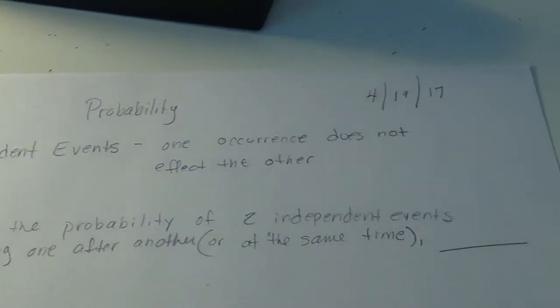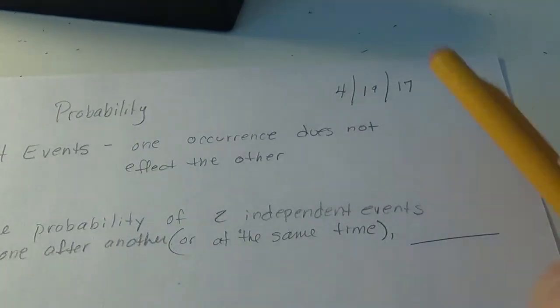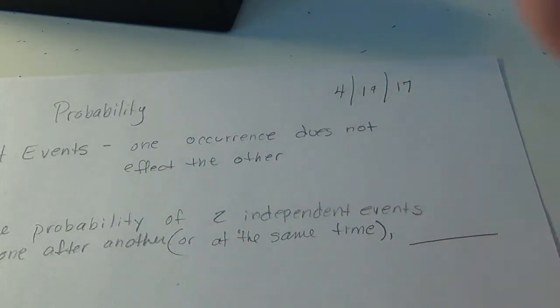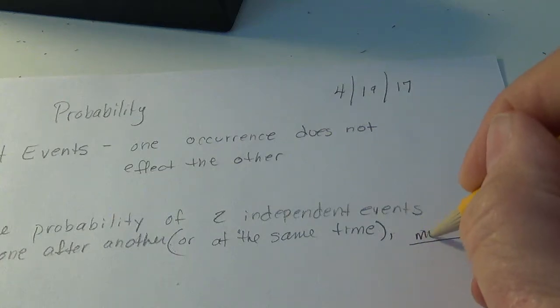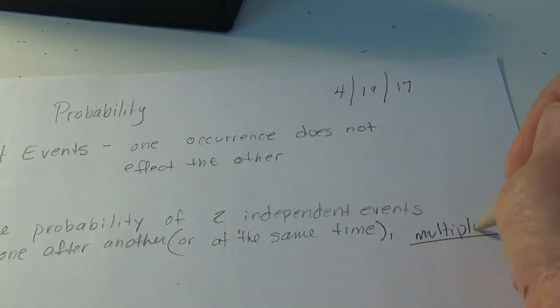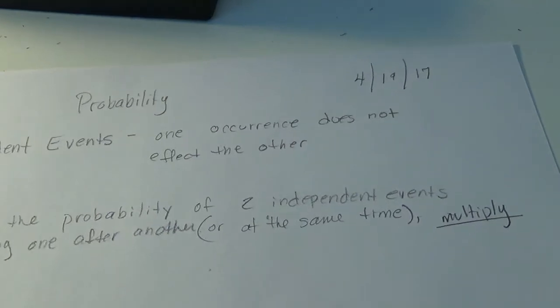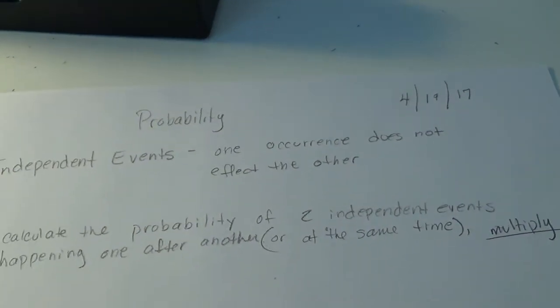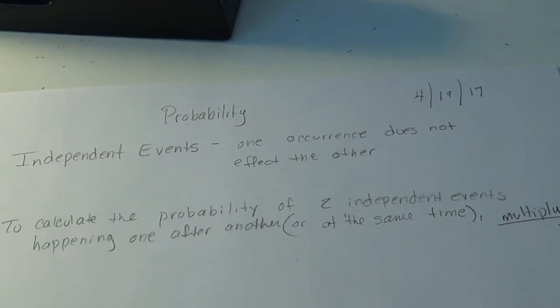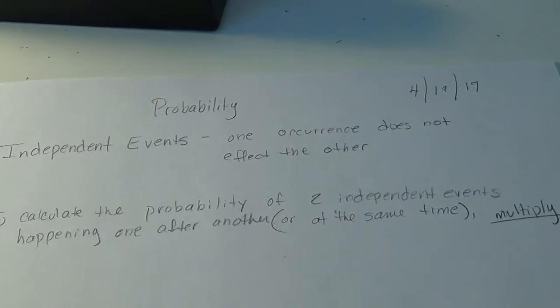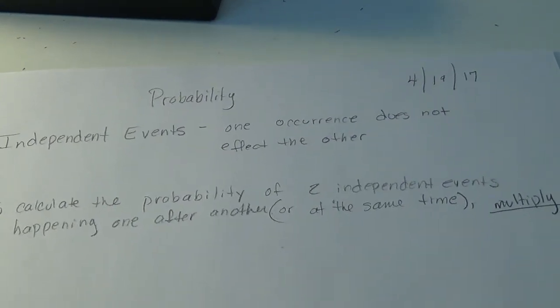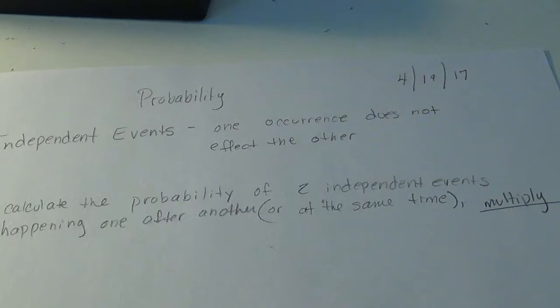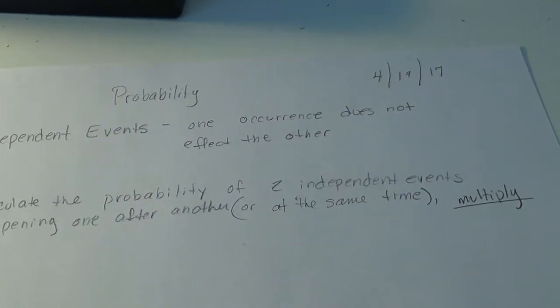So, to calculate the probability of two independent events happening one after another or at the same time, this is what we do. Multiply. So once again, to calculate the probability of two independent events happening one after another or at the same time, multiply.